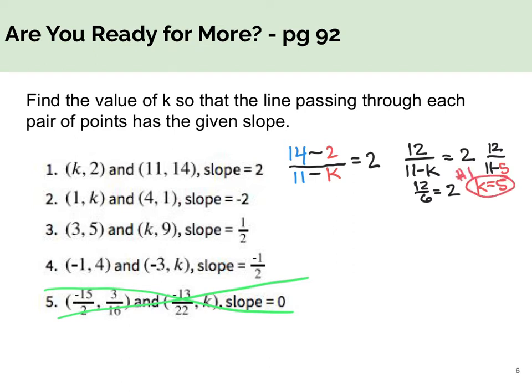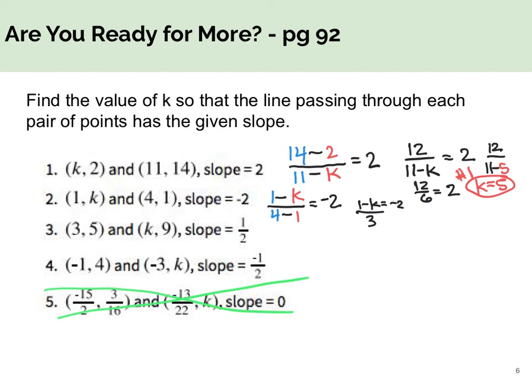Let's go ahead and go through number 2. Number 2, again, we're going to set it up the same way. We're going to say 1 minus, and then up here, we're going to have our k all over 4 minus 1. And that whole thing is going to equal negative 2. So 1 minus k stays the same. Okay, 1 minus k. And then 4 minus 1 is 3.